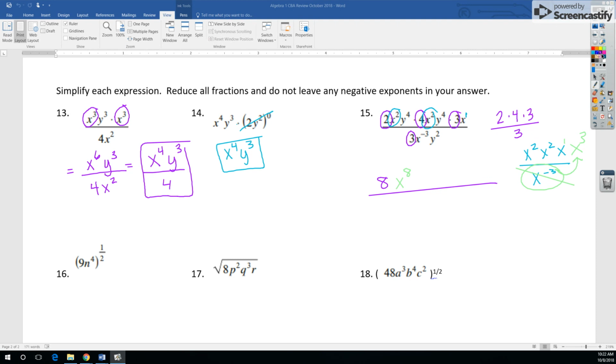Okay, now looking at my y's, I have y to the fourth, y to the fourth, y to the second. 4 plus 4 is 8, minus 2 is 6. And I guess I don't need that division because there's nothing else left in the denominator.